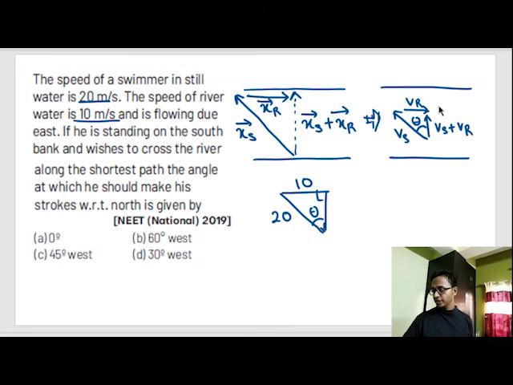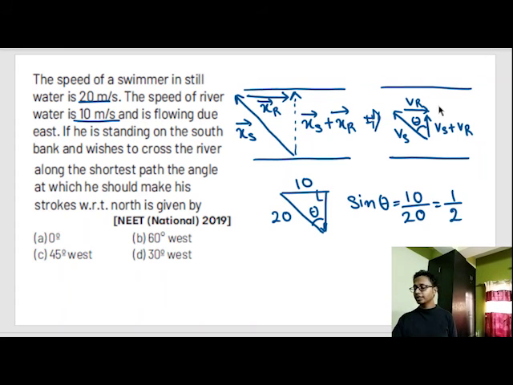Now from this triangle I can easily say that sine theta is equal to 10 by 20, which is equal to 1 by 2. Sine of what is 1 by 2? Sine of 30 is 1 by 2. So the correct answer is option number D.